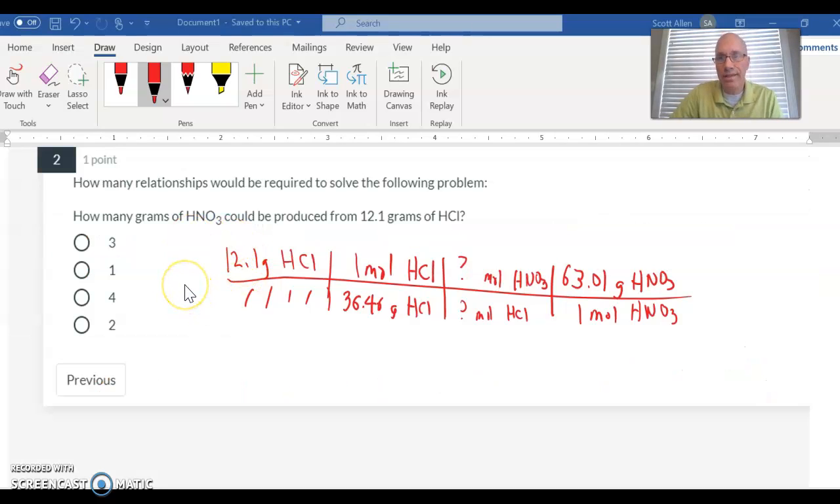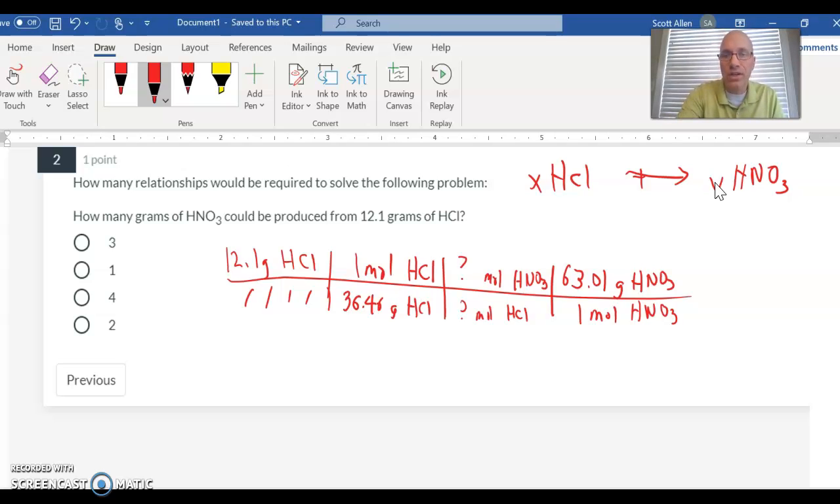In the next problem, we don't have an exact reaction to go off of, but we can still figure out the number of relationships. Whatever the reaction is, there's going to be some coefficient x of HCl plus HNO3, and because of the way it's written, it asks how many of this could be produced. So if it's being produced, it would be a product. We're just going to say Y.